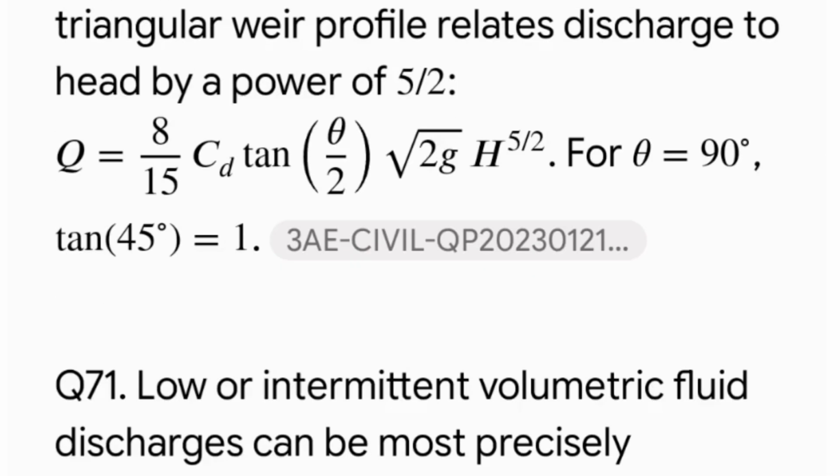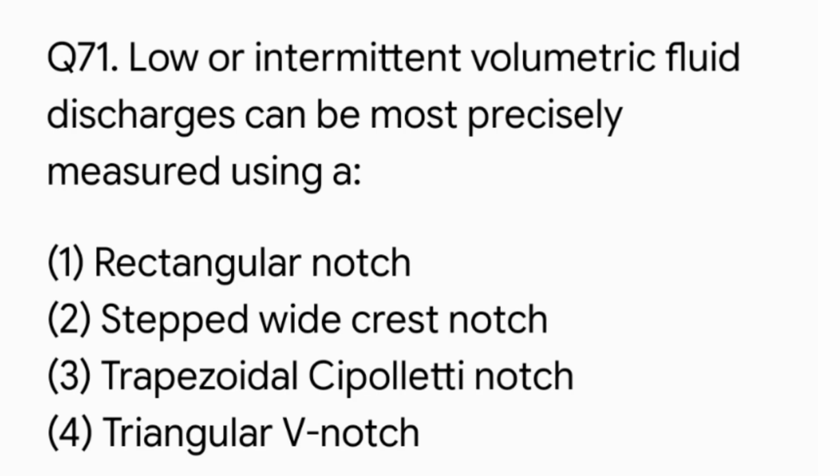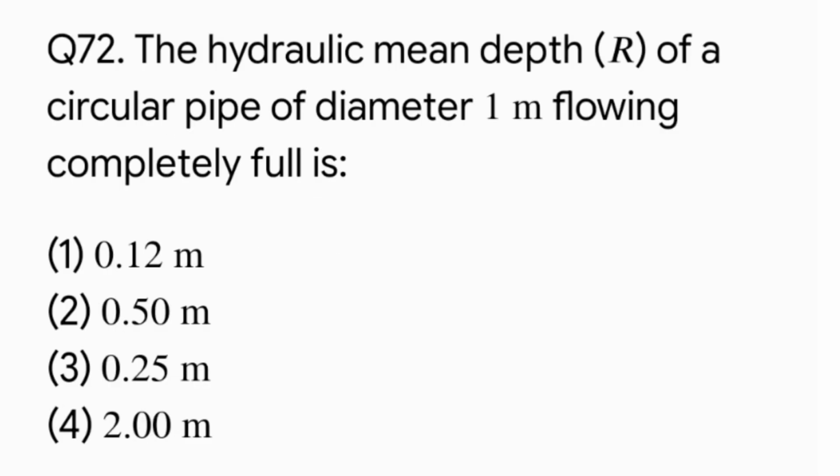Next question. Low or intermittent volumetric fluid discharges can be most precisely measured using a, correct answer, triangular V notch. Next question. Hydraulic mean depth R of a circular pipe of diameter 1 meter flowing completely full is, correct answer option 3, 0.25 meters.